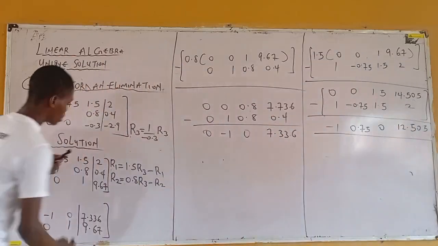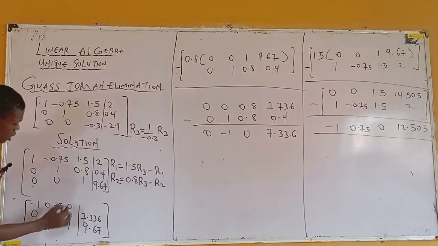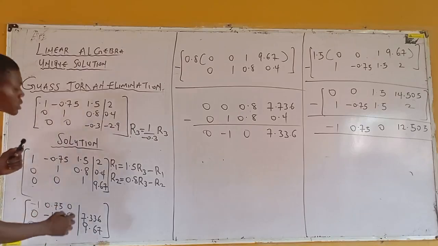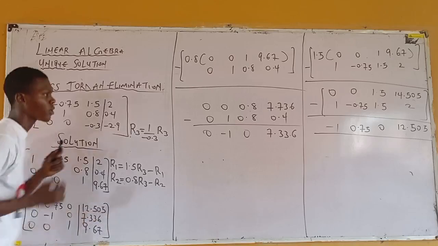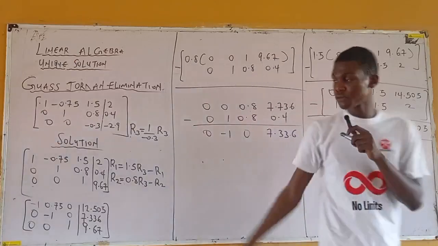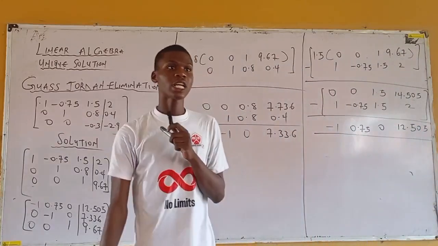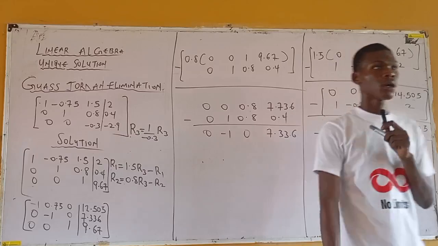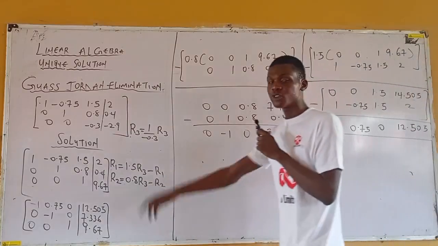Substitute. Negative 1, 0.75, 0, and 12.505. What's your next step? Your next pivot will be what here? -1. Do you agree with that? Yes. Where does your next pivot belong to?